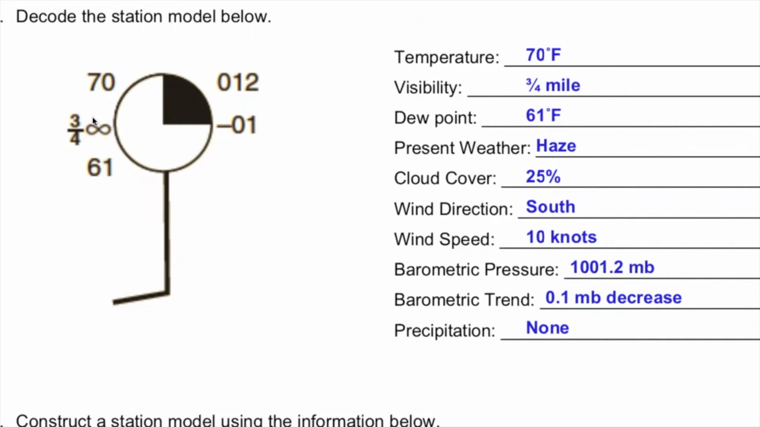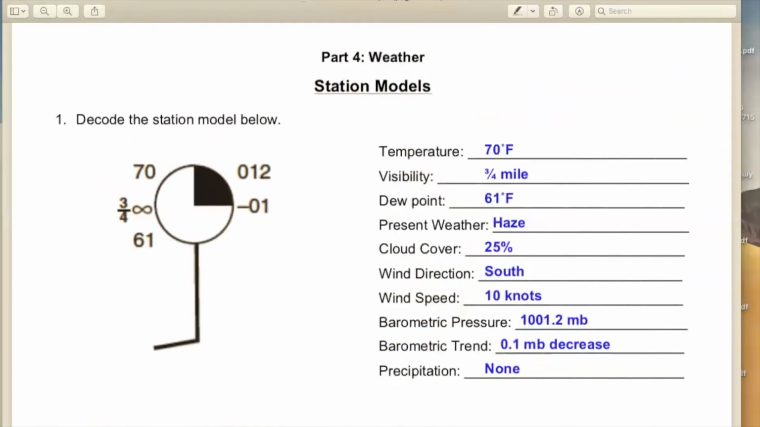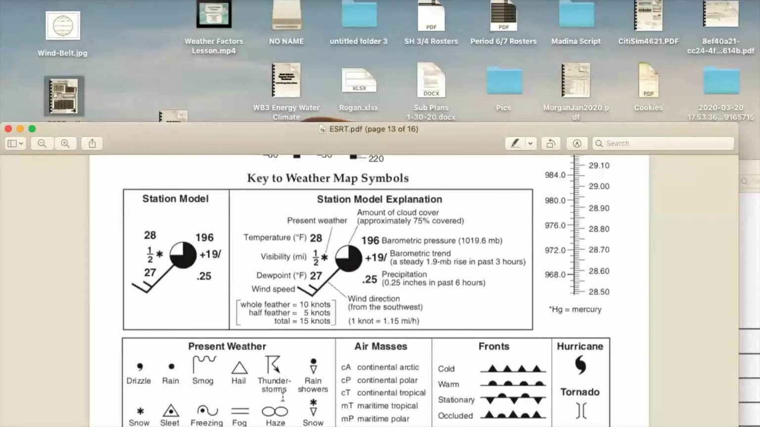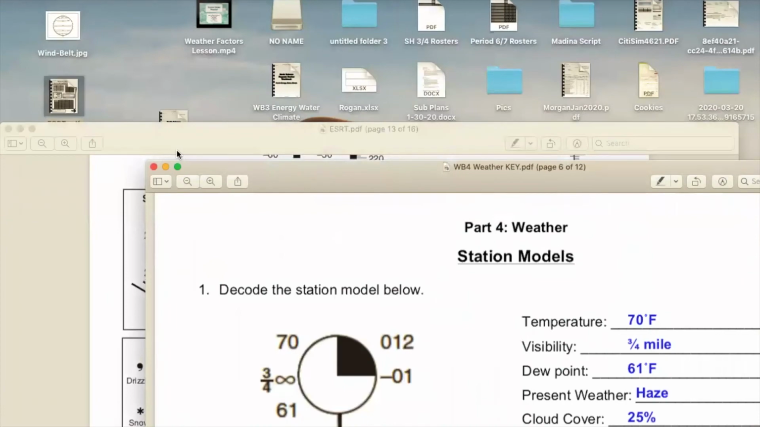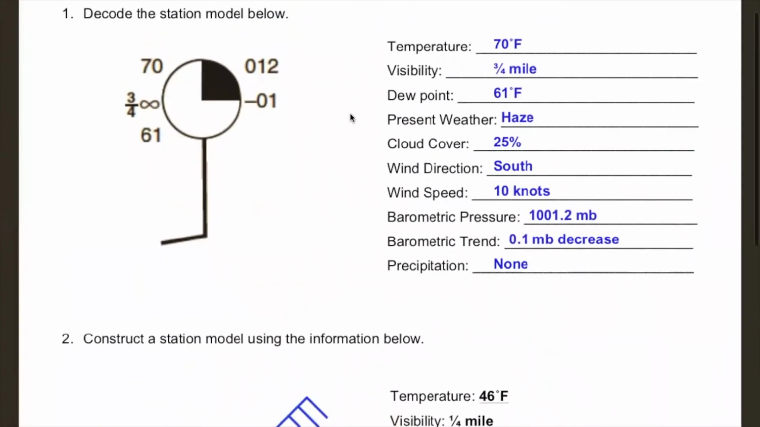Present weather, that's this symbol to the left as well. It's this little infinity pattern. If I use my ESRT and go to that page again, let's look. The infinity pattern right here is haze. The infinity pattern on your ESRT is a little fatter. Don't body shame him.